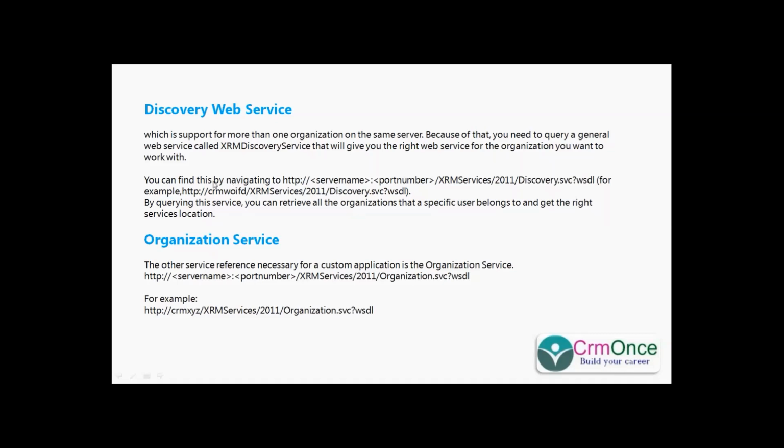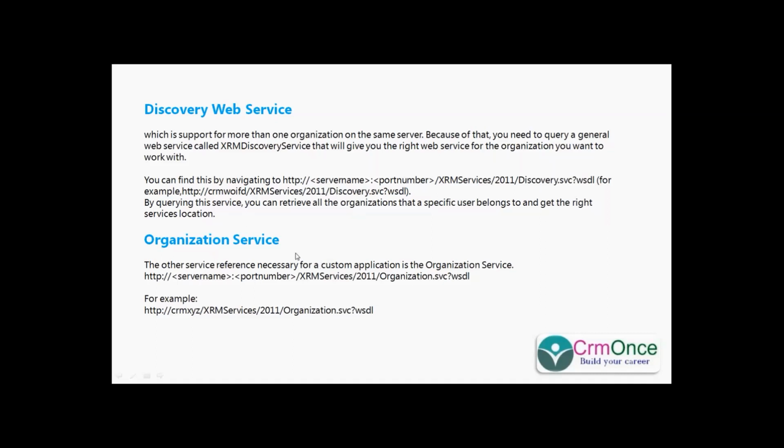So you can find it by navigating to a URL like HTTP. If it is online, HTTPS; if it is on-premise, HTTP, then the server name and port number. If it is on-premise, we have to pass the port number, or if it's the default website in our IIS, there is no need to pass the port number. If it is online, the port number is not required. So we have to pass that specific server name. Here, XRMServices/2011/Discovery.svc. So this is the discovery service URL.